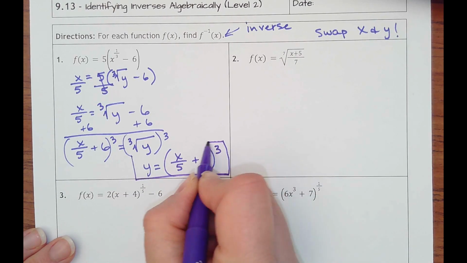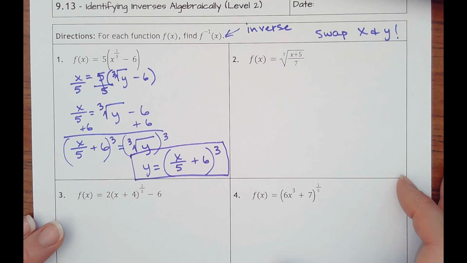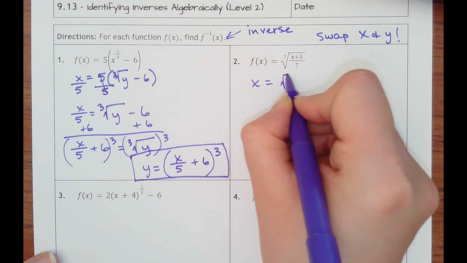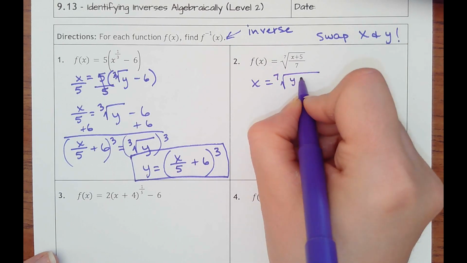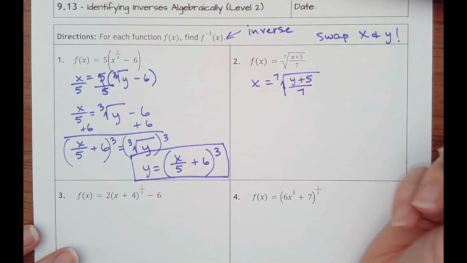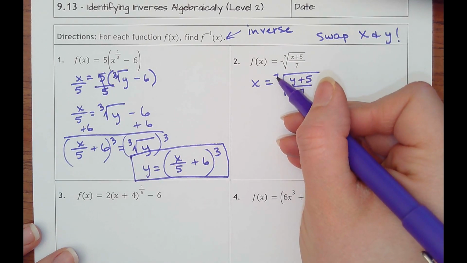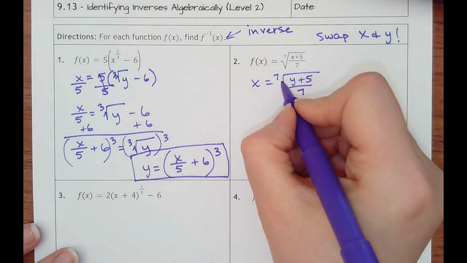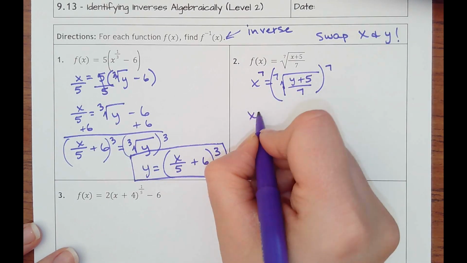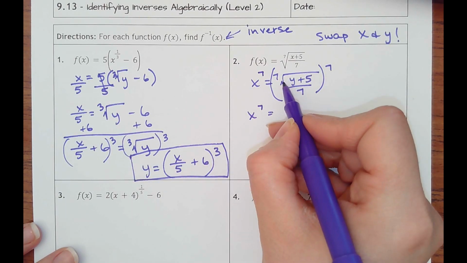And again, these will be multiple choice. Number 2, I have x equaling the 7th root of y plus 5 over 7. The outer function is the 7th root. That's what all of this is under. So I would want to take all of this to the 7th power and x to the 7th power. That would get rid of that 7th root.